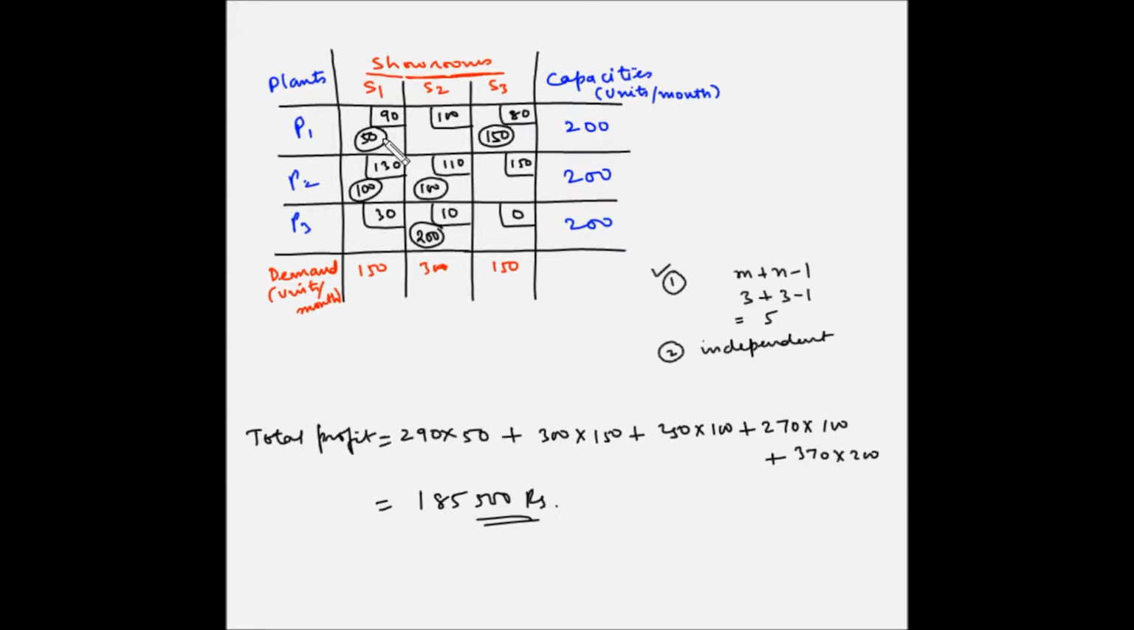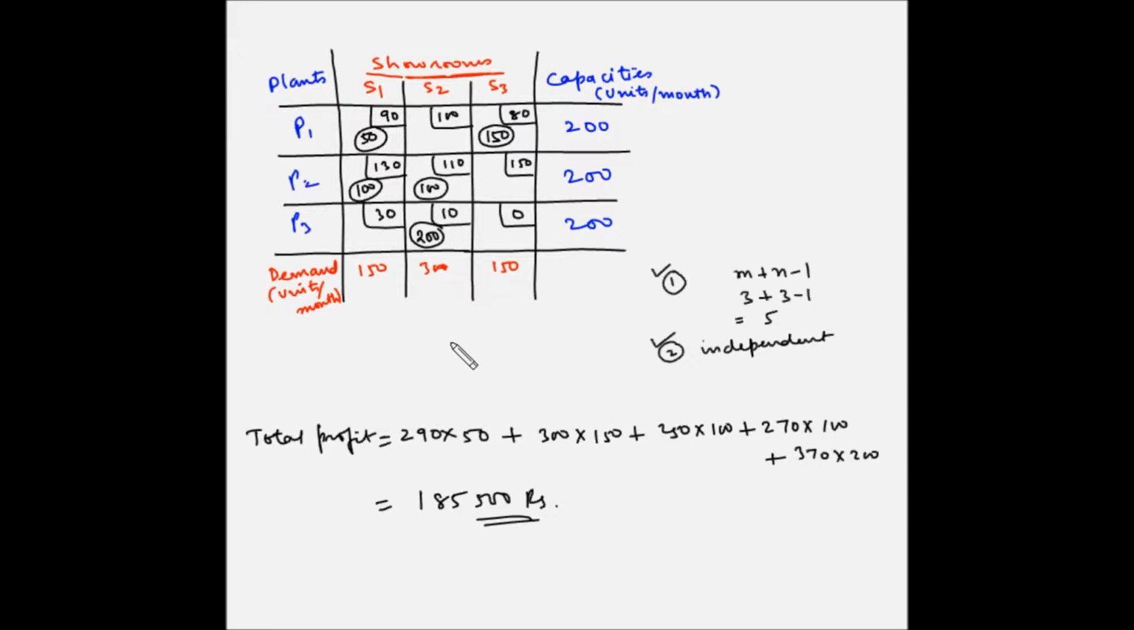Or in other words, you can't create a closed loop for any of these cells with an allocation. So if you observe, you'll find that all these allocations are independent. That is, you can't create a closed loop for any of these allocations. So this condition is also met. So now we can proceed with the optimality test. Let's use the stepping stone method to perform the optimality test.